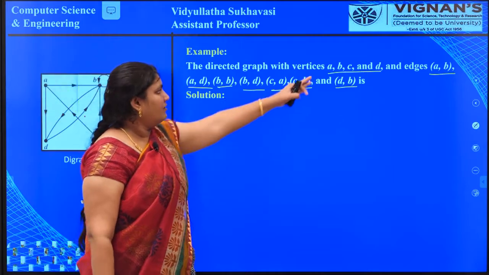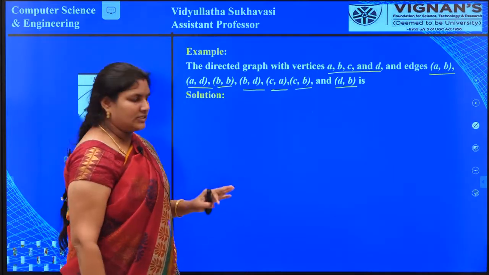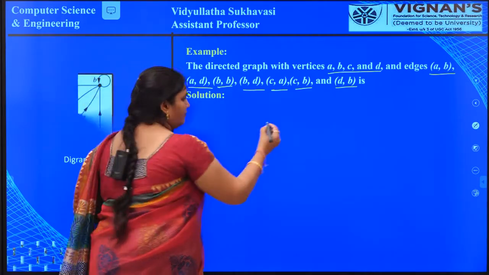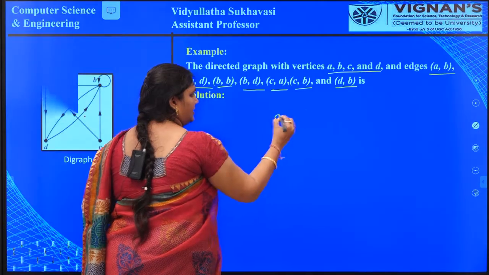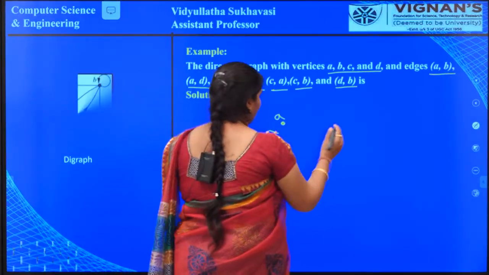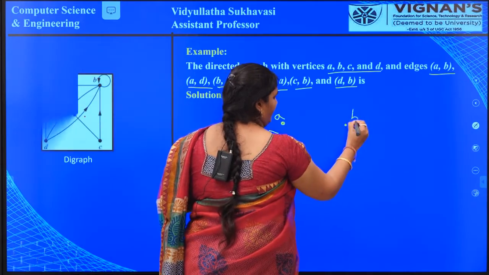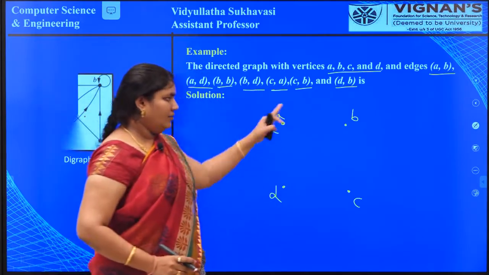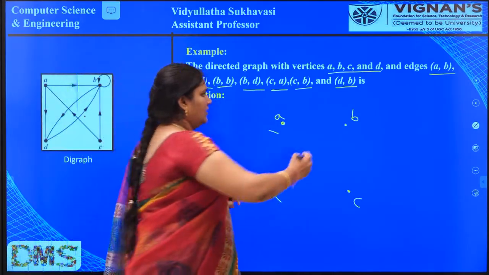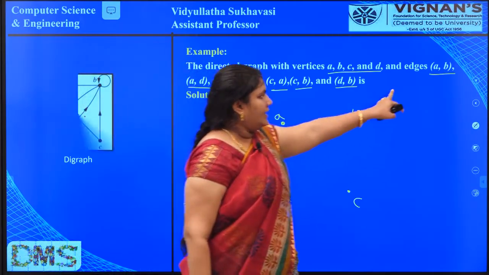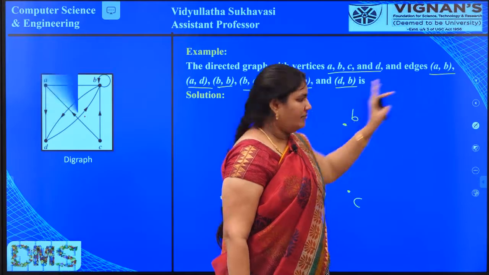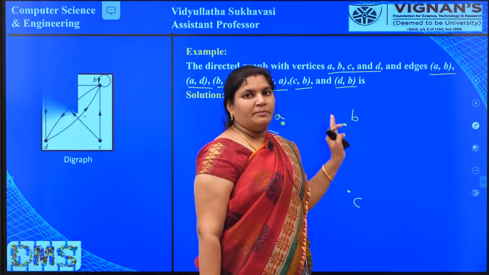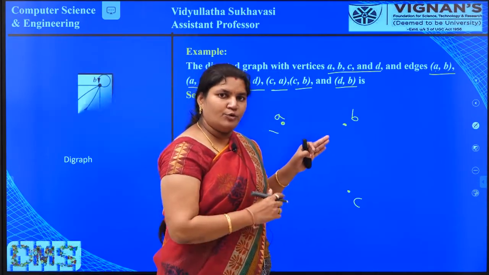Initially, we first need to take the vertices. What are the vertices we have? Yes, A, B, C and D. So the vertices will be taken like this: A, B, C and D. I have taken 4 vertices. Next we need to represent the edges with the help of these vertices. So what is the first one? Edge A comma B. That means between A and B we need to draw an edge.